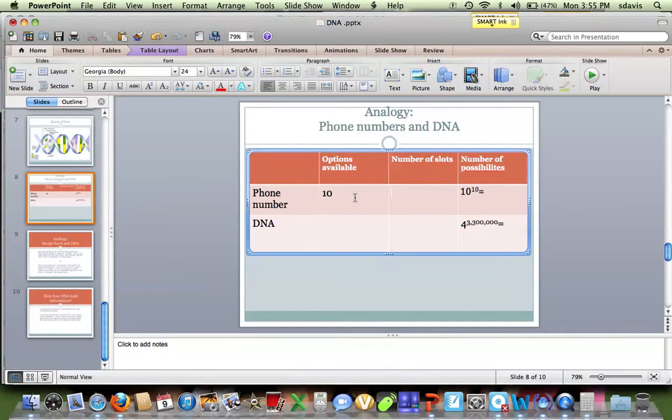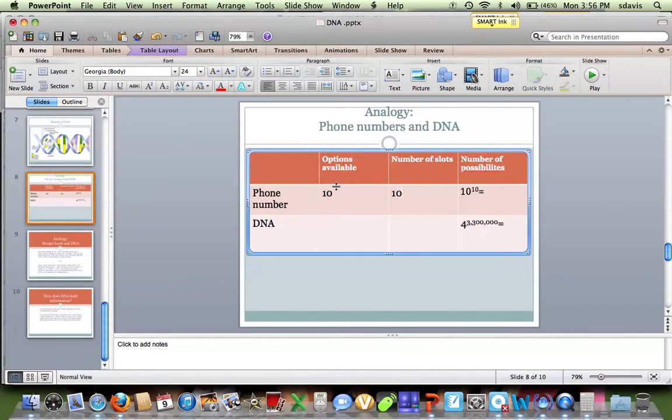Now, how many slots are there? I'll make up a number here. I don't know, 916-453-2324. If that were somebody's number, if you look here, there's 1, 2, 3, 4, 5, 6, 7, 8, 9, 10. There's 10 slots. Now there's a mathematical equation.